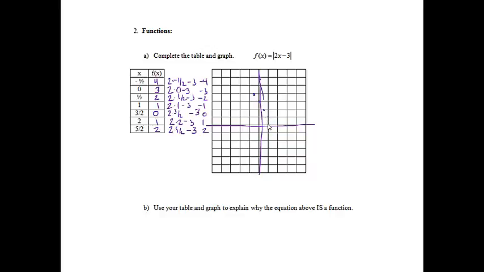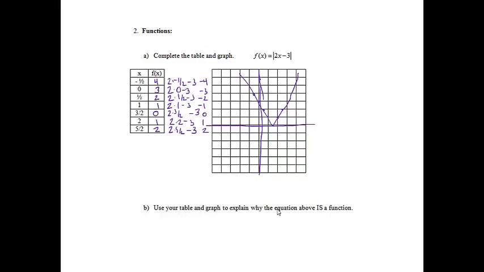The next one is 3 halves, 0, and that would be over 1 1/2, and then stay put, because 3 halves is 1 1/2. And then the next one is 2, 1, so over 2, up 1. And then 5 halves is 2 1/2, so over 2 1/2 and then up 2. And then I can see that this graph is making a V, so you can go ahead and make a V as well.